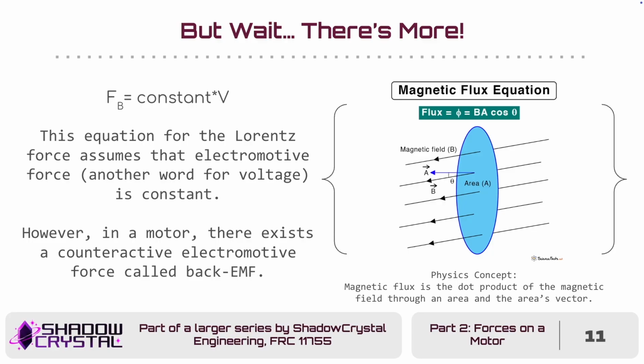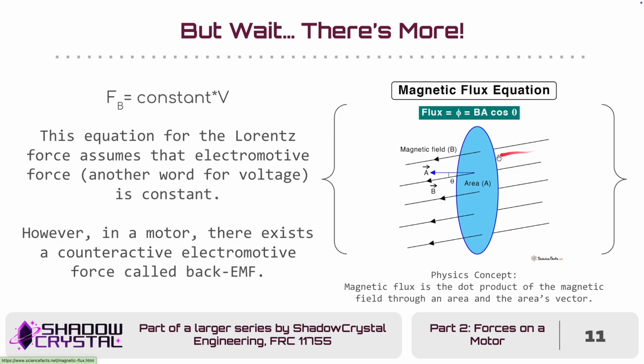Magnetic flux is defined relative to a certain enclosed area, and it is equivalent to the parallel component of the magnetic field through the area times the magnitude of the area itself. So for example, if these magnetic field lines were traveling straight down, the flux would be zero, because no amount of field lines are traveling parallel through the area.